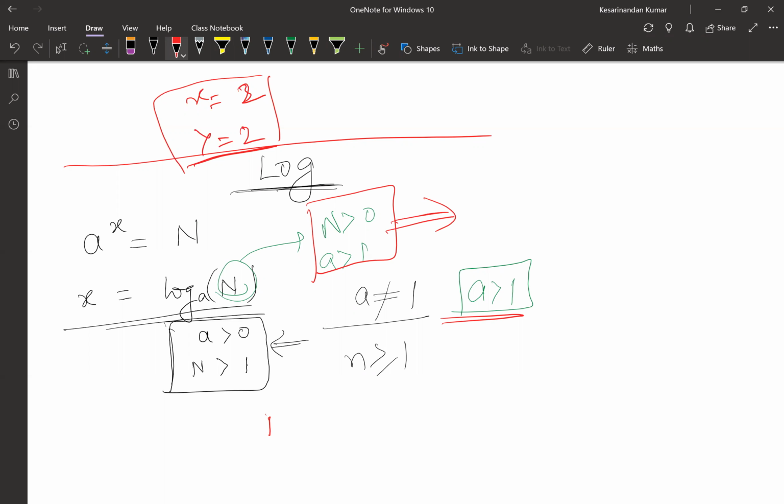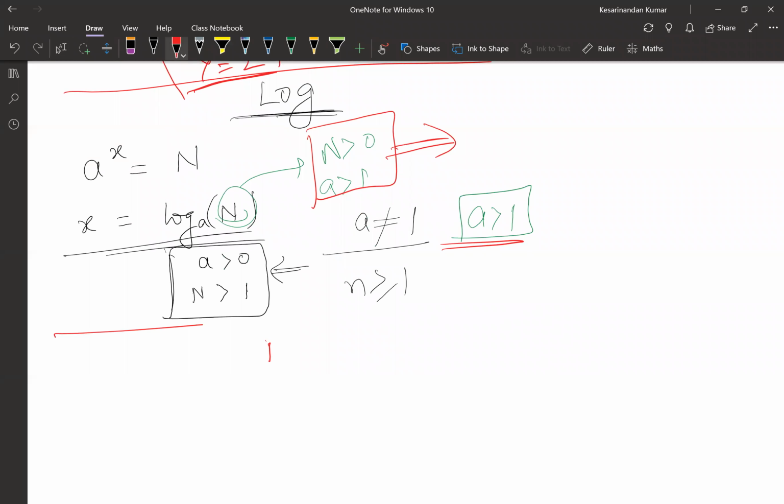We also have some basic ones. I guess I discussed it in last class as well, of how log m into n is equal to log m plus log n, and same applies for subtraction and division part. So we'll skip that part. There are, in fact, 3 laws you guys need to remember. I'll just note them down.